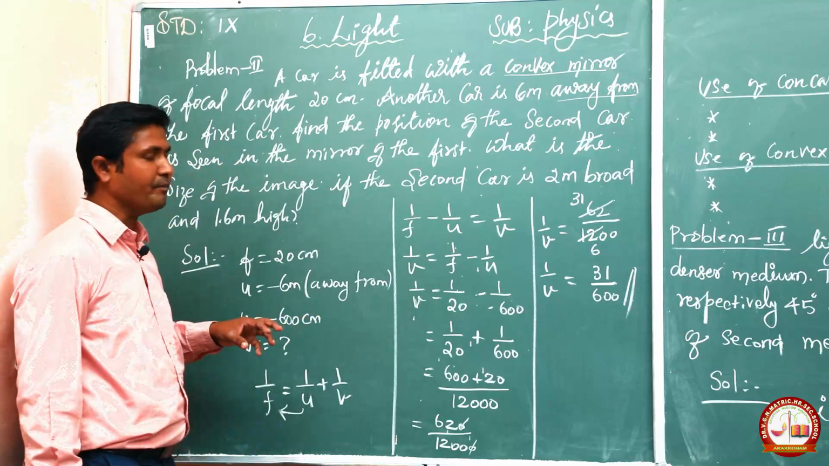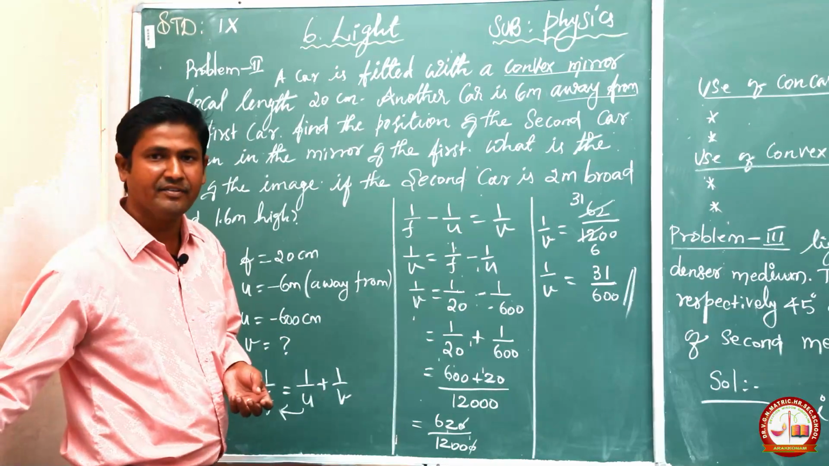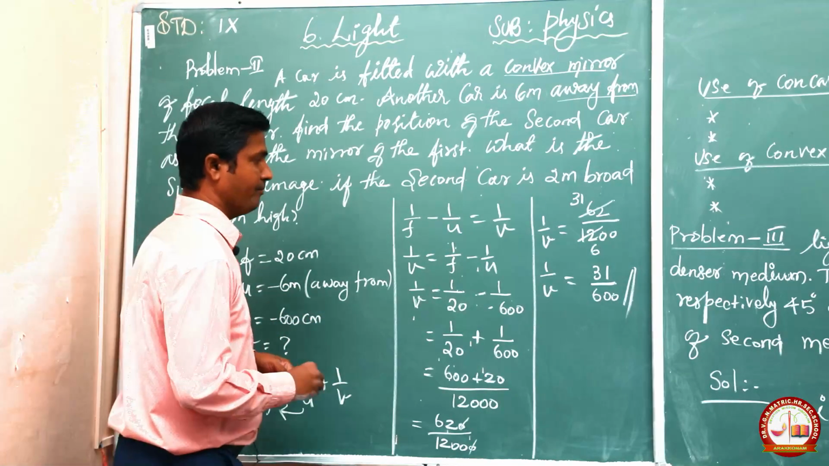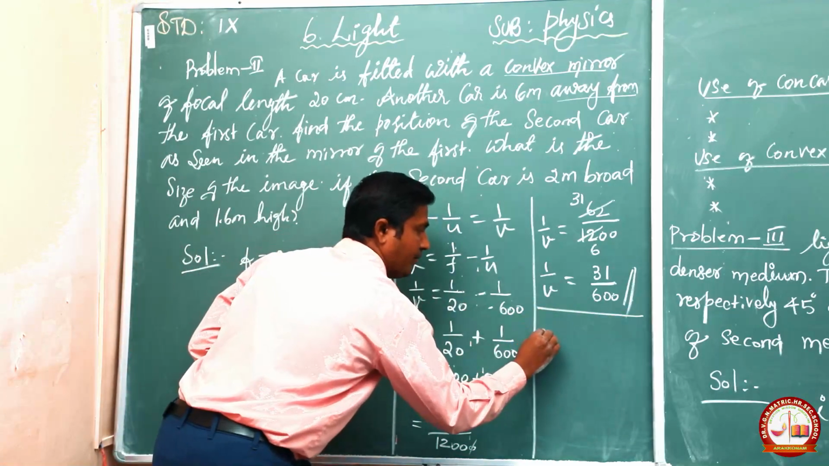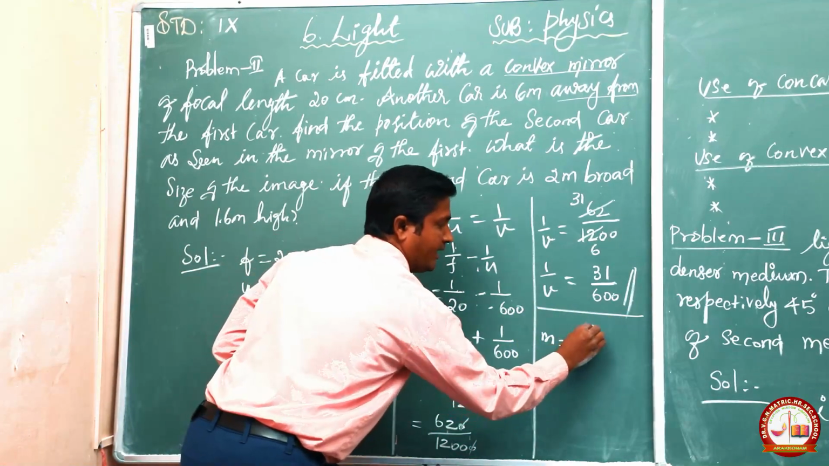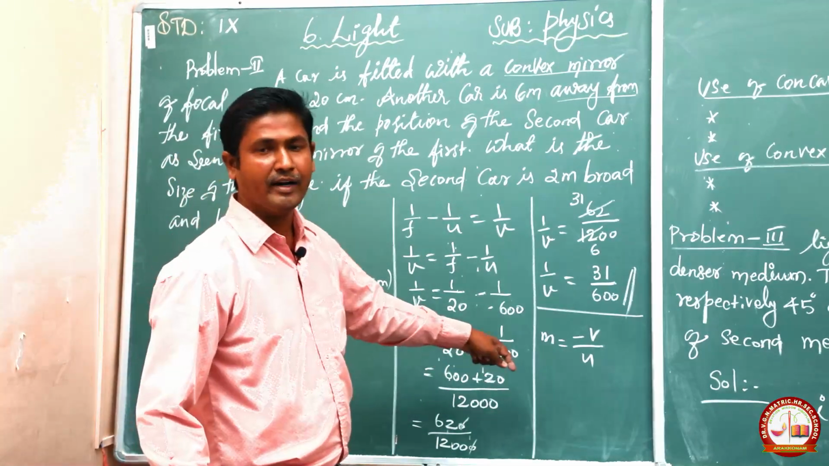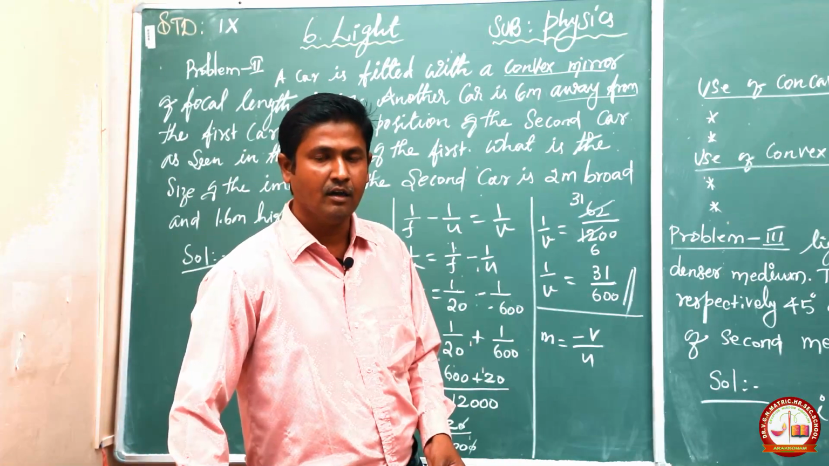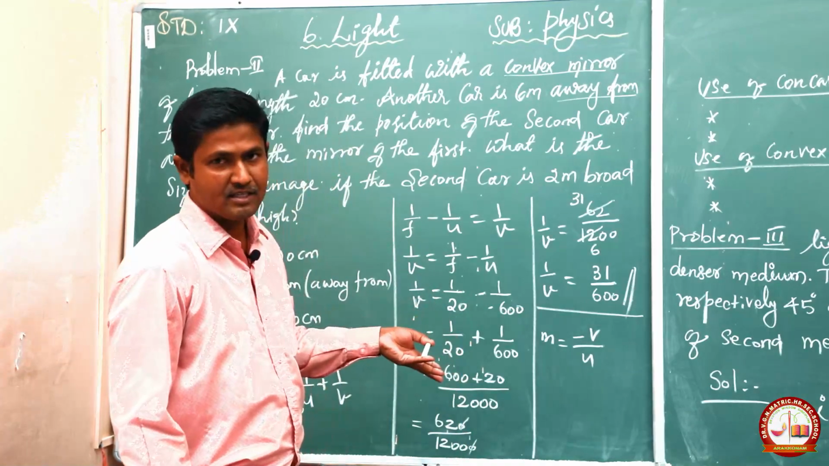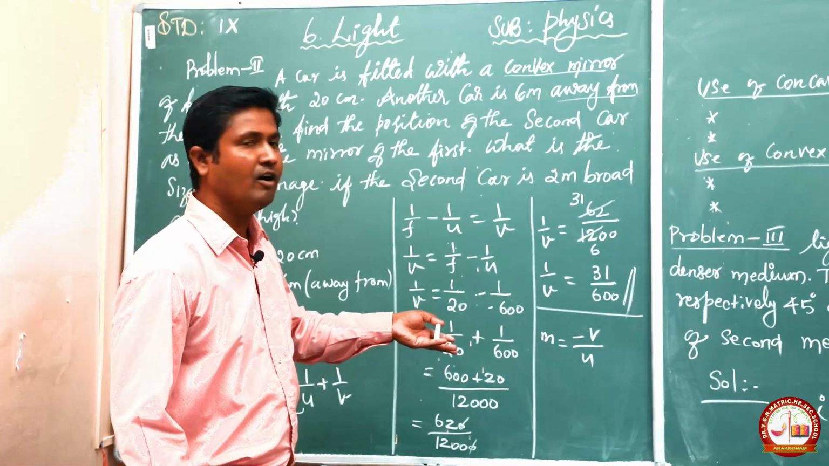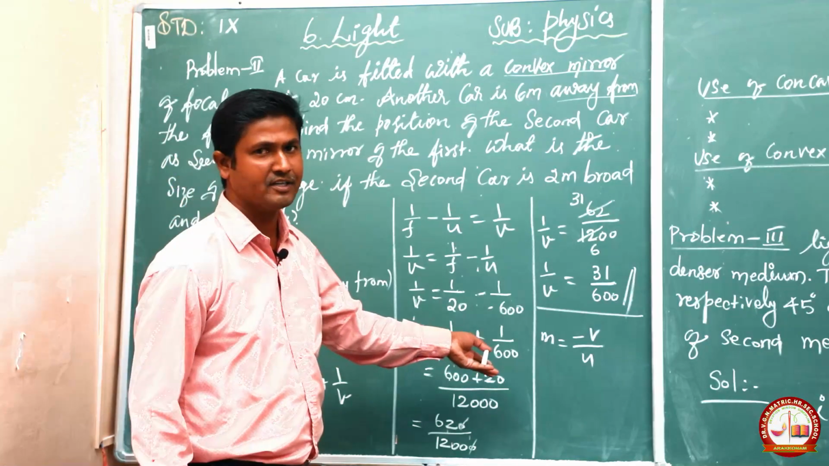Next you find out the magnification value. The magnification formula is m equal to minus v divided by u. This is the formula of the magnification. What is the definition of magnification? The ratio of the height of the image to the height of the object is called the magnification.